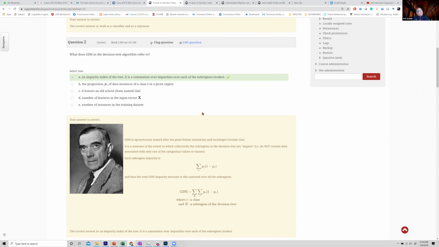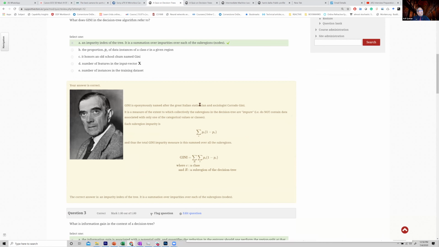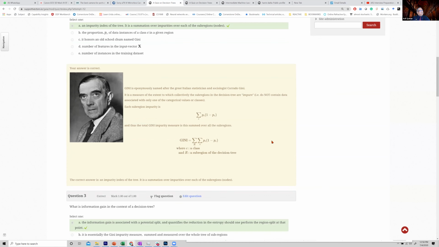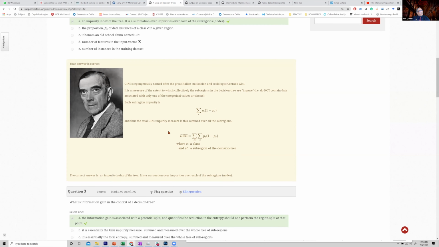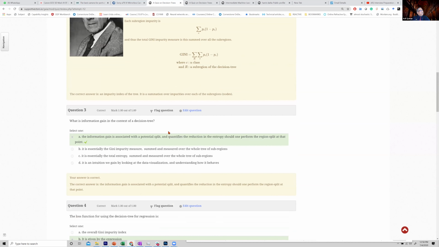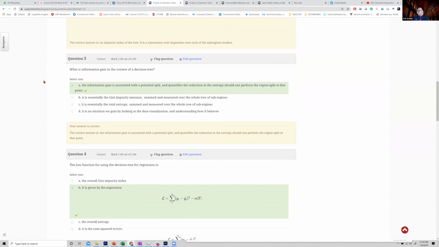It's a thing that I myself learned while teaching this workshop at a previous time. I wondered what Gini was, and then I learned about this great mathematician, statistician and sociologist, Italian, in the 1800s. So it is his work. It's an impurity index.